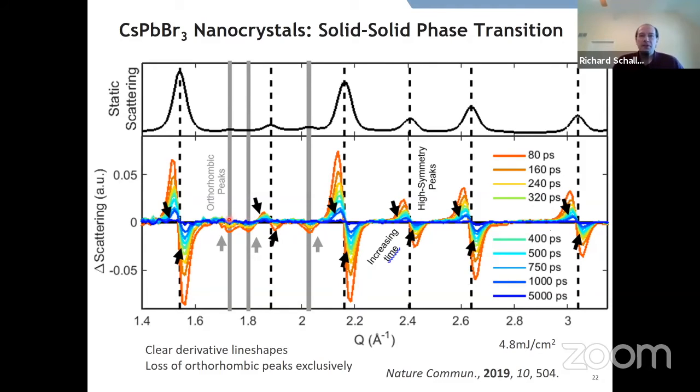Positive, negative lobes are very, very similar to each other. But if you go out and look at some of these weaker orthorhombic features, they don't actually look like derivatives. They just look like negative going diffraction peaks in the difference X-ray diffraction. And so what that suggests, or is directly indicative of, is that your crystal is no longer orthorhombic when you do this excitation intensity. What you're seeing is cubic material, and you've lost your orthorhombic components to it.